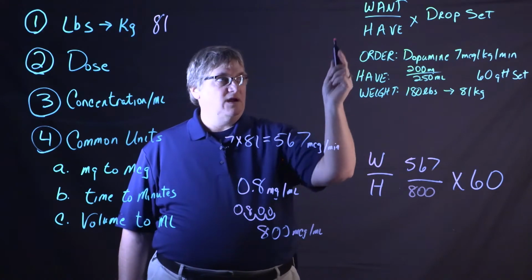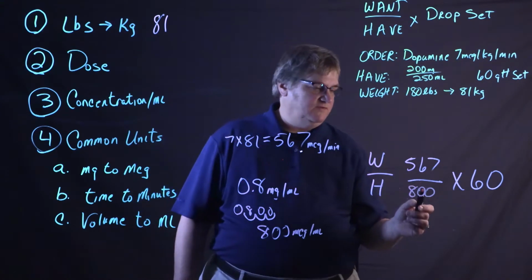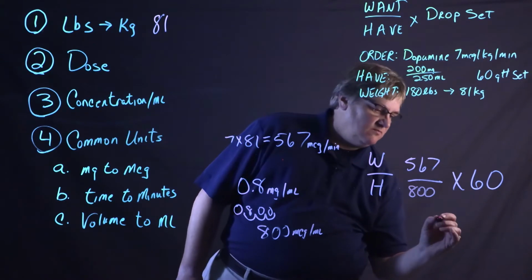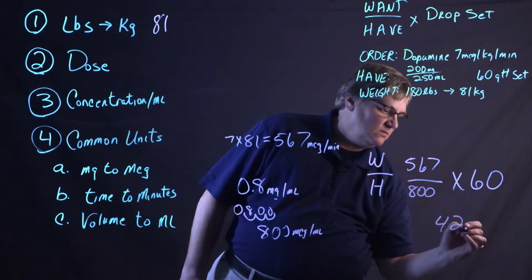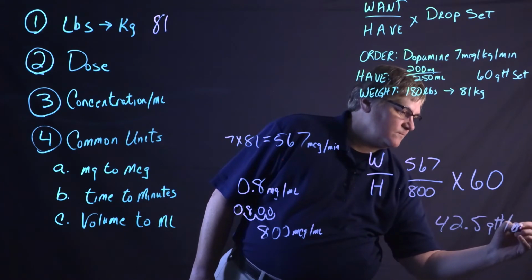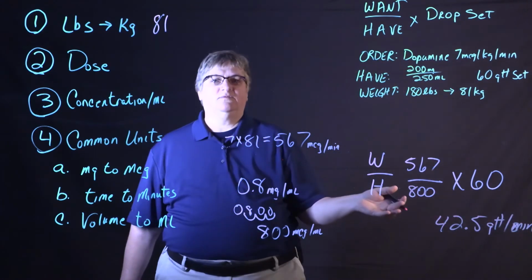Going back, divide want by have, dividing 567 by 800 times 60 is going to give me 42.5 drops per minute. And that's what I want to deliver to this patient.